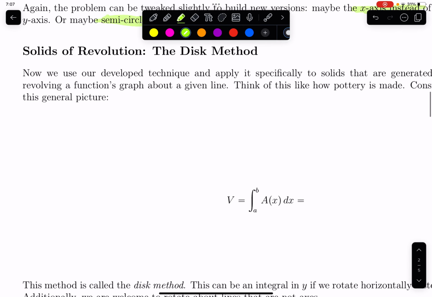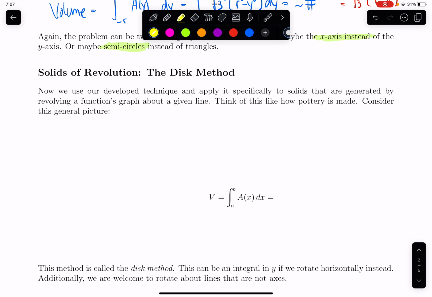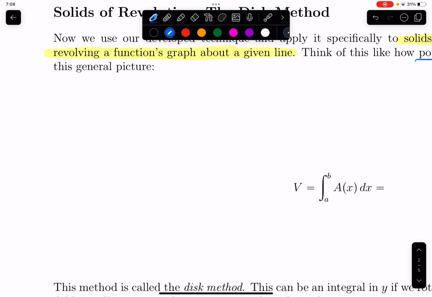So the disk method is specifically used whenever you're discussing the volume of solids generated by revolving a function's graph about a given line. This is very, very close, for example, to how pottery is made, if you want to think about it that way. So let me draw a picture for you over here.